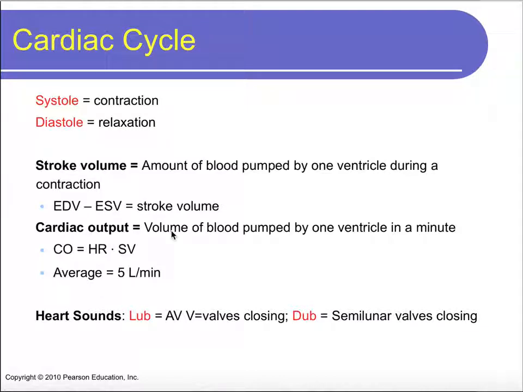Cardiac output is the amount of blood that gets pumped out of the ventricle per minute. So we're going to let the heart contract for an entire minute and see how much blood is getting pumped out of the heart. To figure out cardiac output, we can take our heart rate, which is how many times your heart contracts, and multiply it by our stroke volume. And we know stroke volume is EDV minus ESV. And the average cardiac output is about 5 liters per minute.